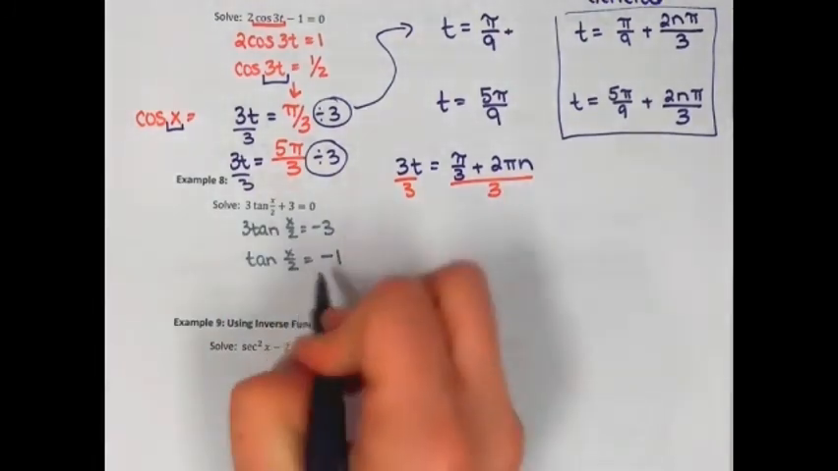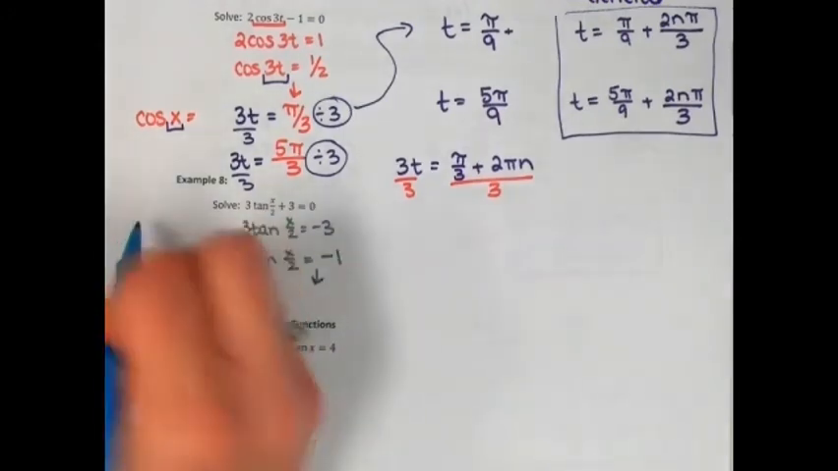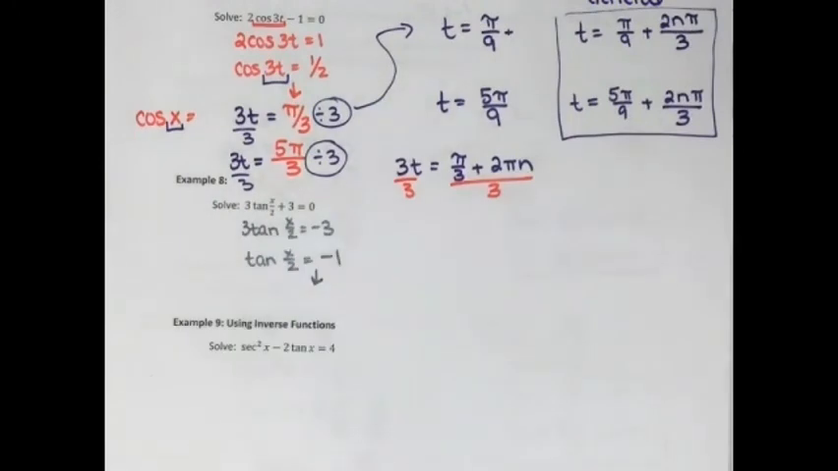So when is my tangent negative 1? Are we looking at 30, 60, 90 or 45, 45? 45, 45, right? So we'd be looking at pi over 4.